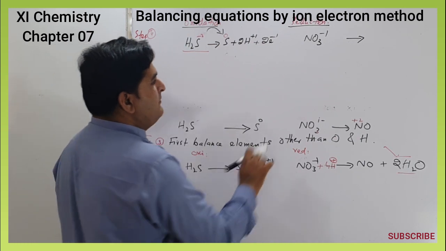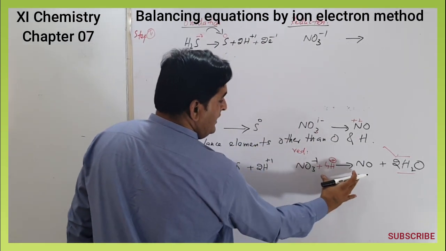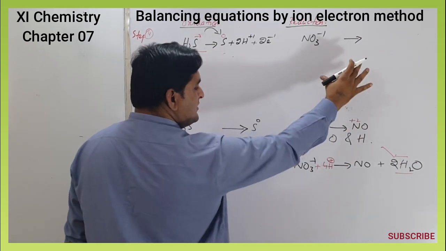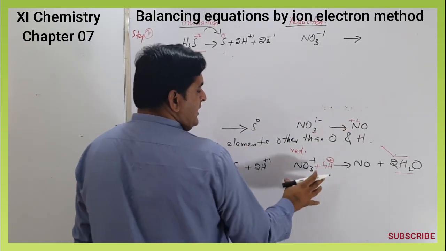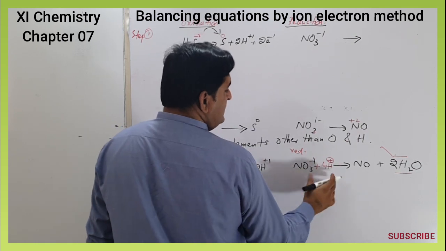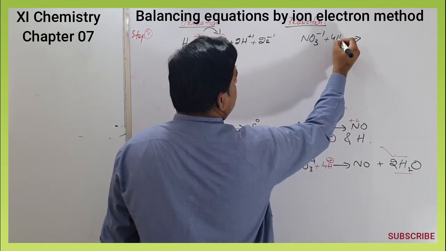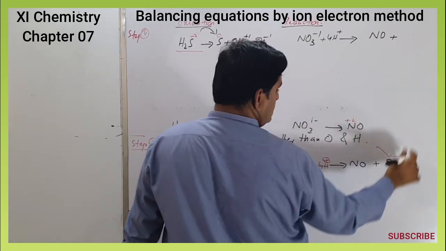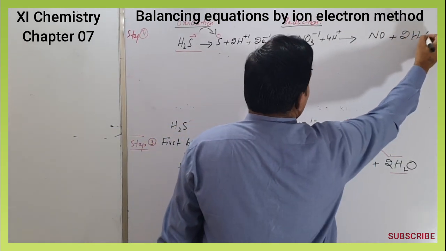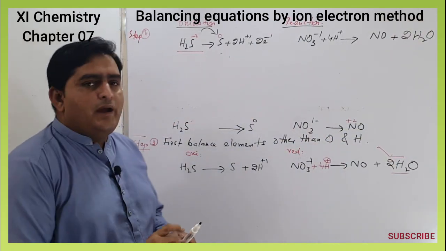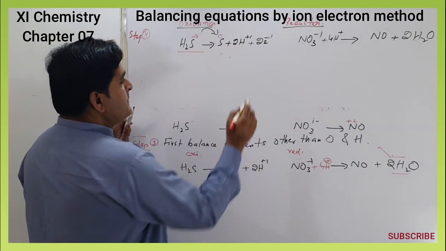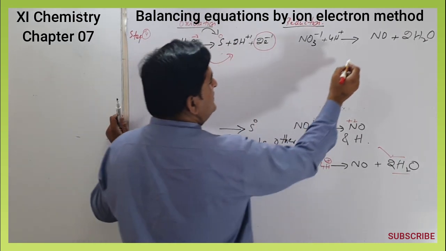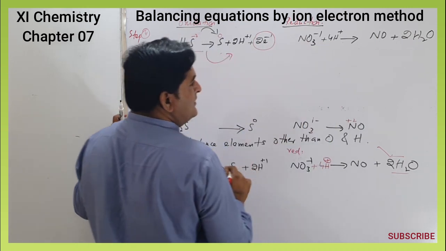In the same way, if we have the nitrate ion, we keep the same equation in this step as we did here. We just have to add electrons to equalize the number of charges. Now we write this equation as before: 4 hydrogen ions, NO, 2H2O. And another thing you have to keep in mind: in oxidation, electrons are added at the product side. In reduction, electrons are added at the reactant side.